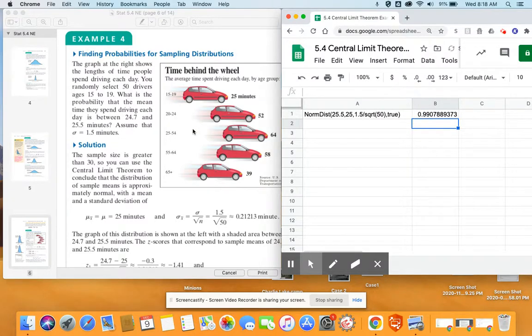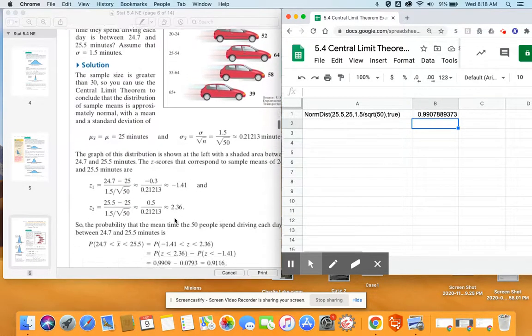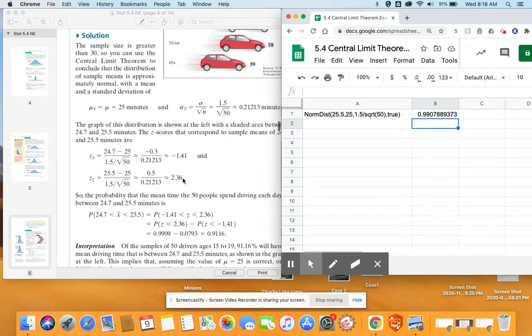So there we go. Now, if we look here at the answer that the textbook got for this, they calculated a z-score of 2.36. They went to a table. They got a value of 0.9909. We got 0.990788893. Our number is actually much more accurate than the textbook number because they rounded right here to a 2-decimal z-score. All right, so let's do the second one, norm distribution.